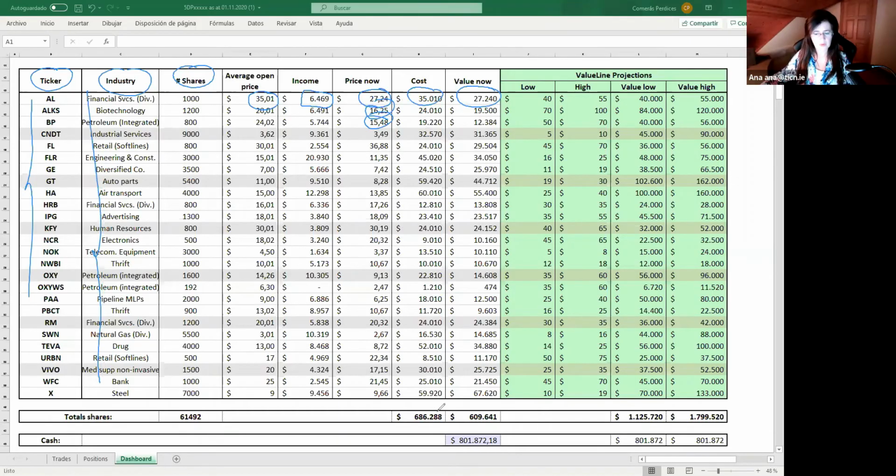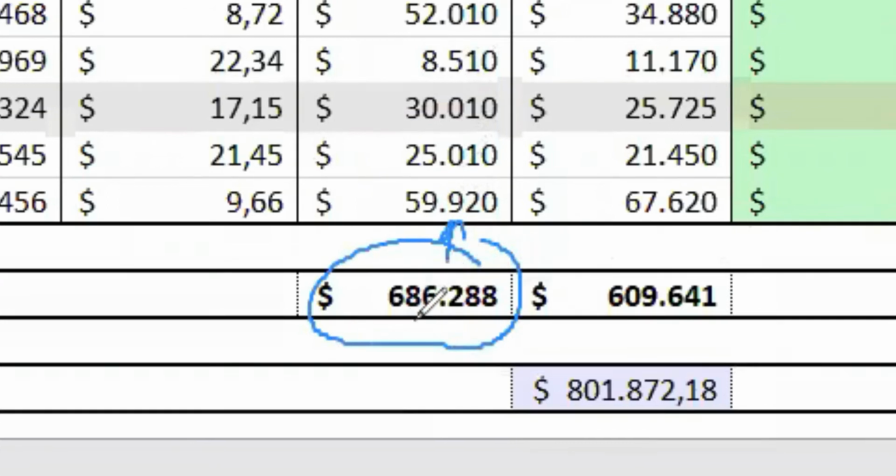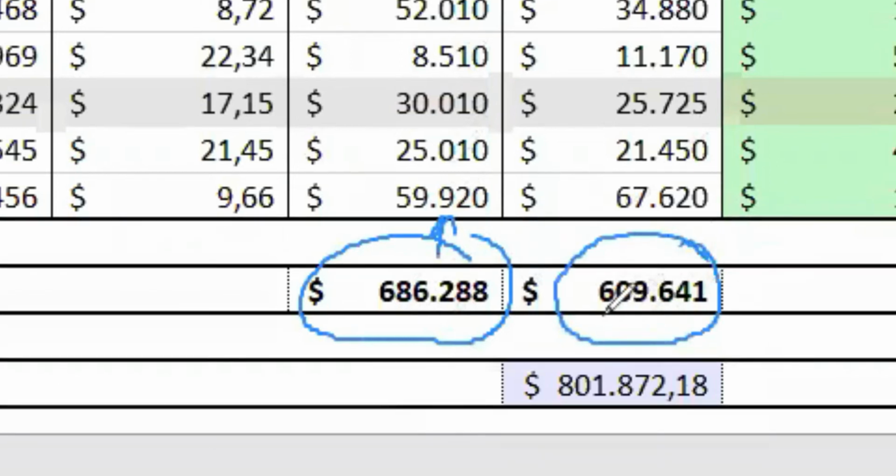If we go to the very bottom of this table, we can see that the cost, meaning the money that we have invested in buying all these shares, is 686,000. And now those shares, if we were to sell them at the market, the price would be 609, meaning that the shares have gone down, but this is a picture. Shares go up and down all the time.